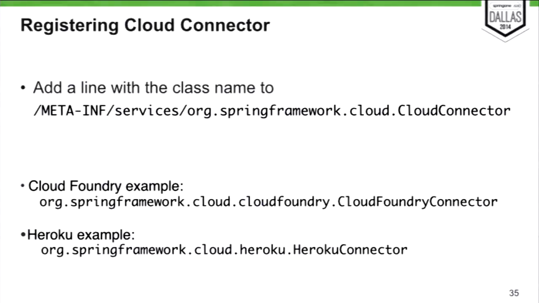So you can create a file underneath this META-INF services directory. The META-INF and the services is dictated by the Java service loader mechanism. And then Spring Cloud will look for a file called org.springframework.cloud.CloudConnector. So you would list any of those Cloud Connector classes that you write in that file. Again, there's 2 sub-projects in Spring Cloud right now, one for Cloud Foundry, one for Heroku. In each of those sub-projects, they have a copy of this file with one line in each of those that just says, here's the class that implements the connector for this cloud platform.